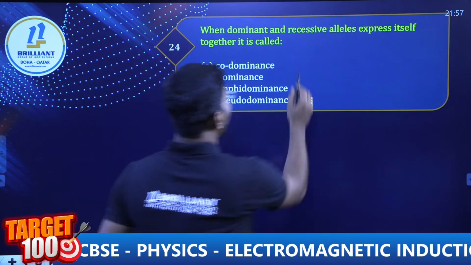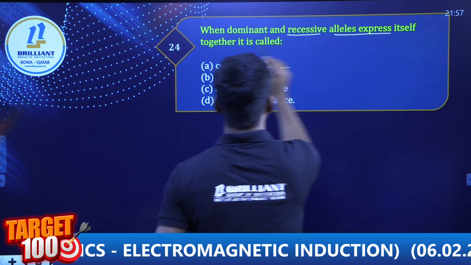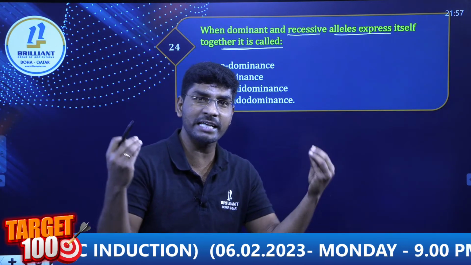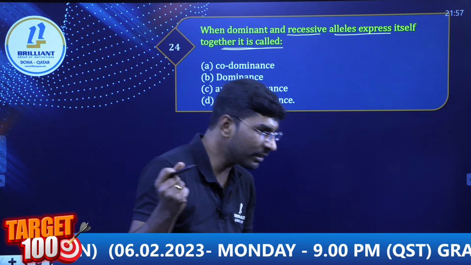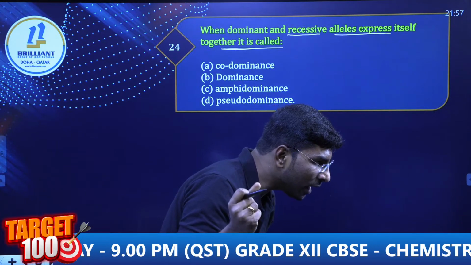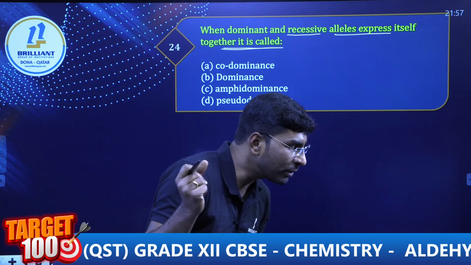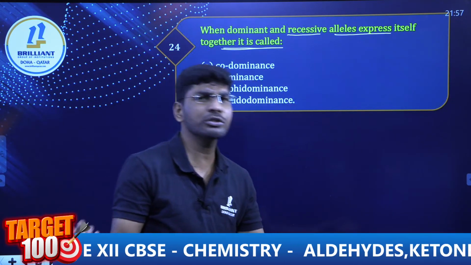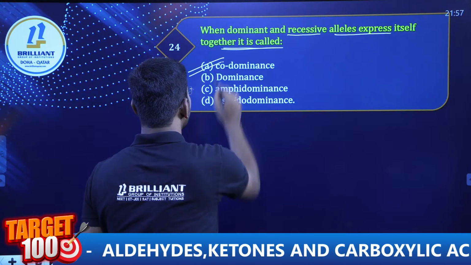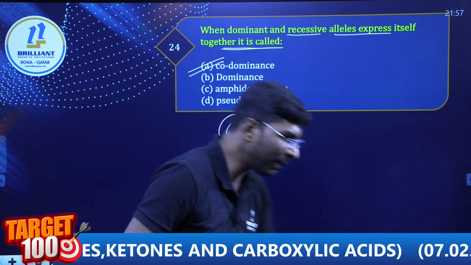Next question. When dominant and recessive alleles both express, what is this? Simple, basic question. You must give the answer. Hadia, can you give me the answer, Adin? Right, simple question. When both alleles are expressed, they are codominant. Codominant, option A. Am I clear?